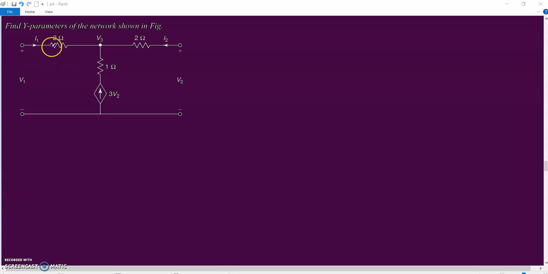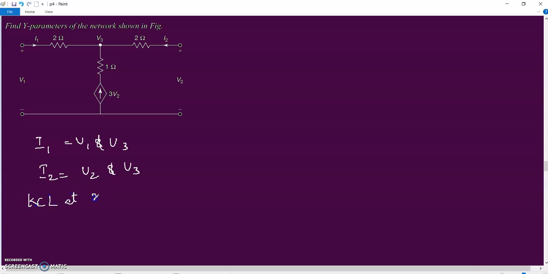So similar to the earlier problem, first we will write the equation, first equation I1 in terms of V1 and V3, and I2 we have to write in terms of V2 and V3, and next we have to write the KCL at node 3.